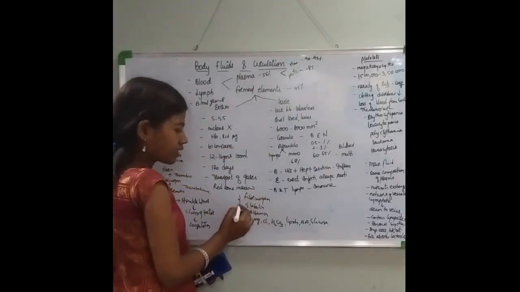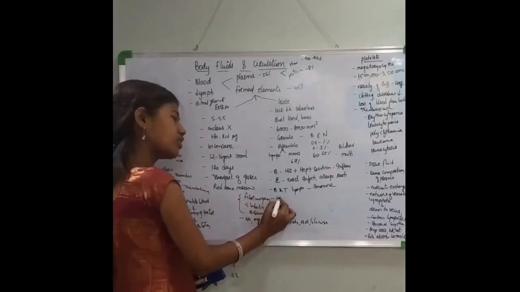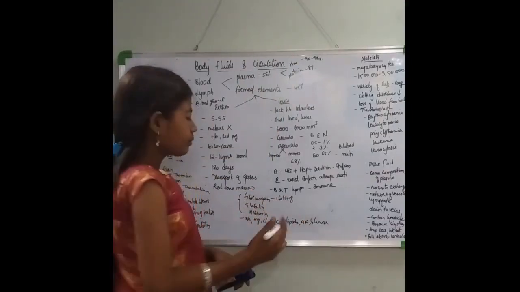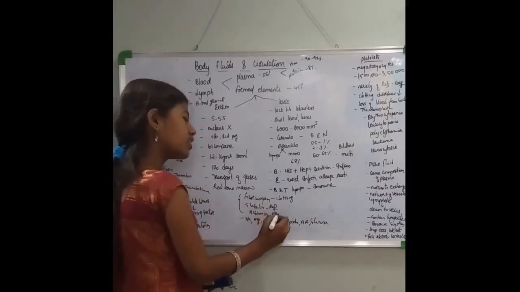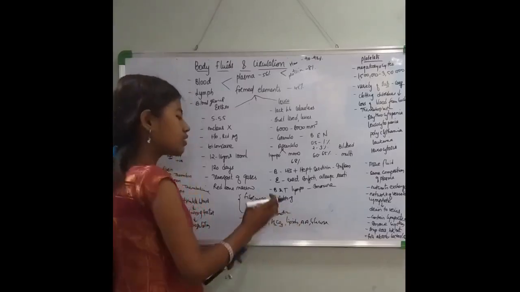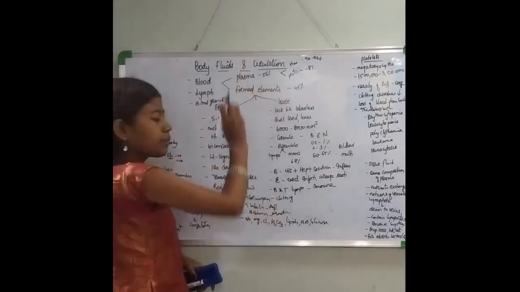Now these factors: fibrinogen, globulin, albumin. Fibrinogen is a clotting factor that helps in coagulation of the blood. Globulin helps in the defense mechanism, whereas albumin maintains the osmotic pressure or the osmotic gradient. So these are the different functions of the proteins present in the plasma.